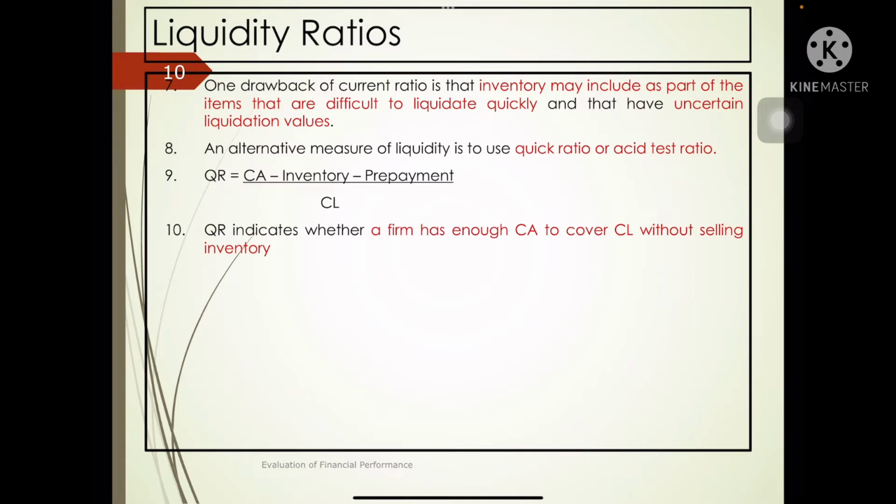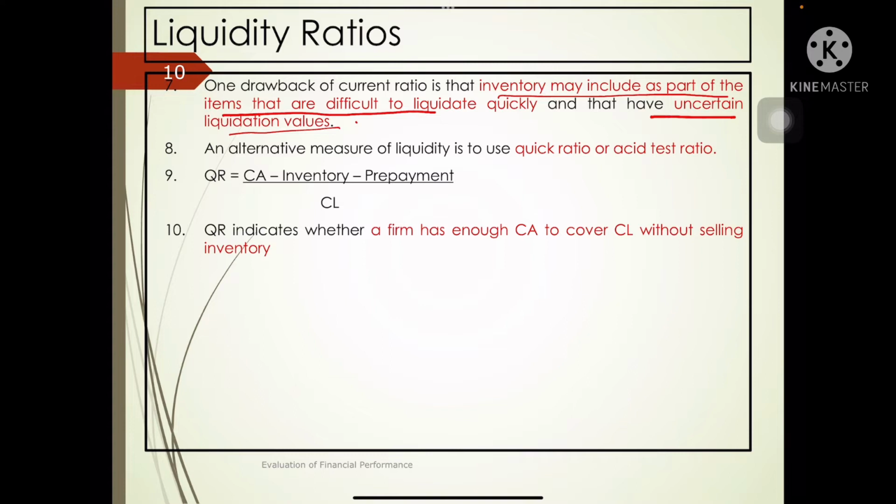Alright, number 7, one drawback of the current ratio is that inventory may be included as part of the items that are difficult to liquidate quickly and have uncertain liquidation values. And of course, the total of current assets includes our inventory or stock. Stock is quite difficult to convert to cash immediately if the company needs cash urgently.